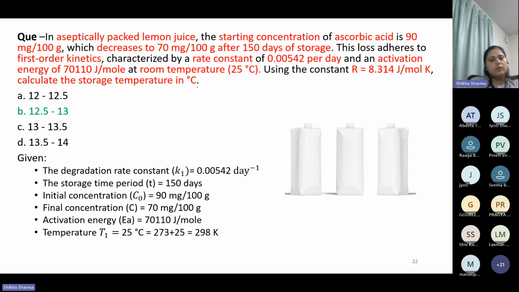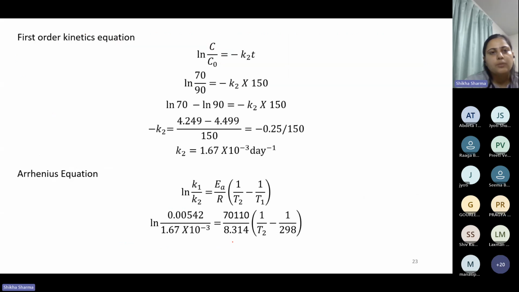So let's solve this question. The degradation rate constant is given as 0.00542 per day. Storage time is 150 days. Initial concentration is 90 mg per 100 gram. Final concentration is 70 mg per 100 gram. Activation energy is 70,110 joule per mole, and temperature 1 is given as 25 degrees Celsius. So in Kelvin, 25 plus 273 equals 298 Kelvin.